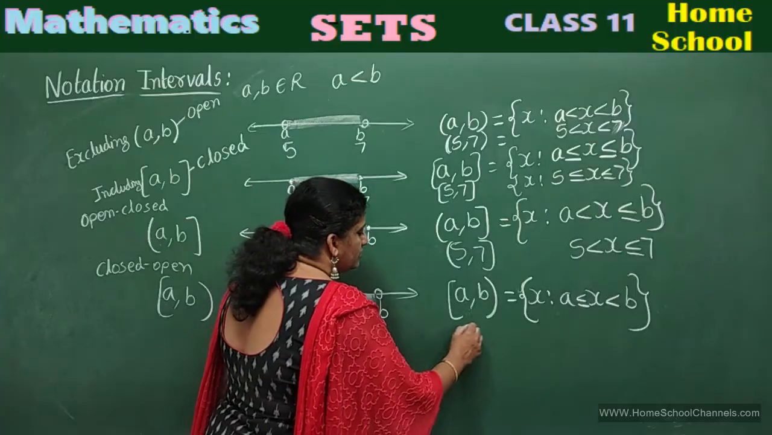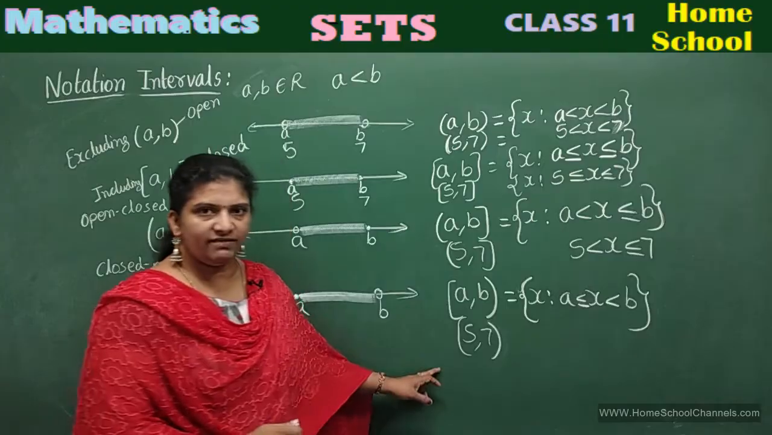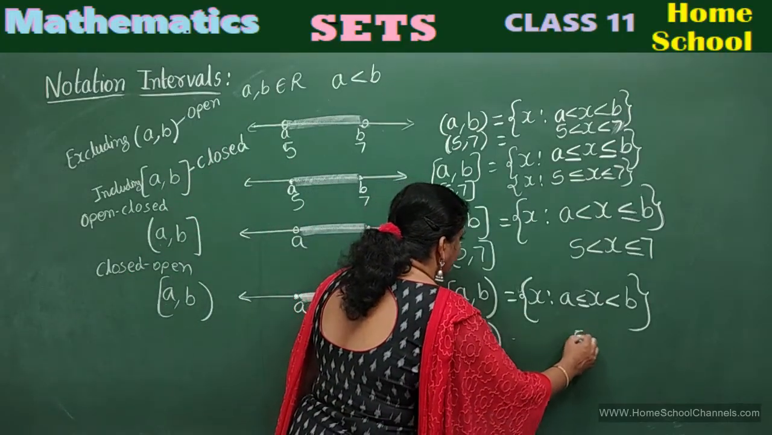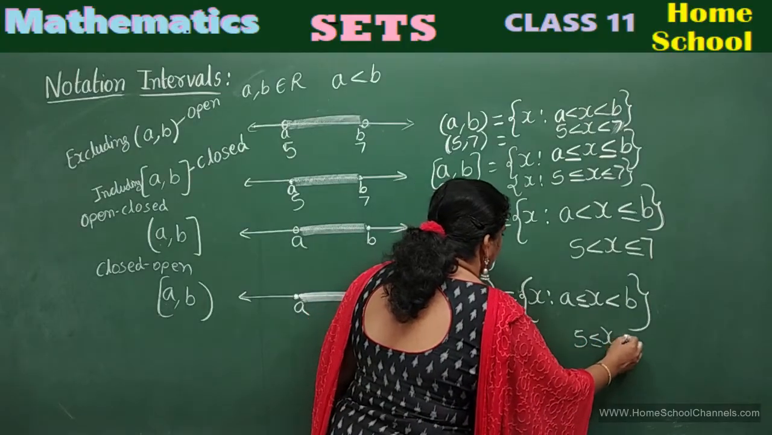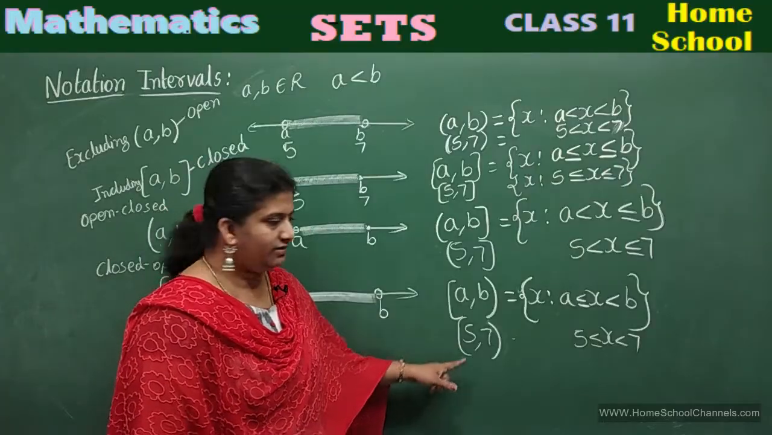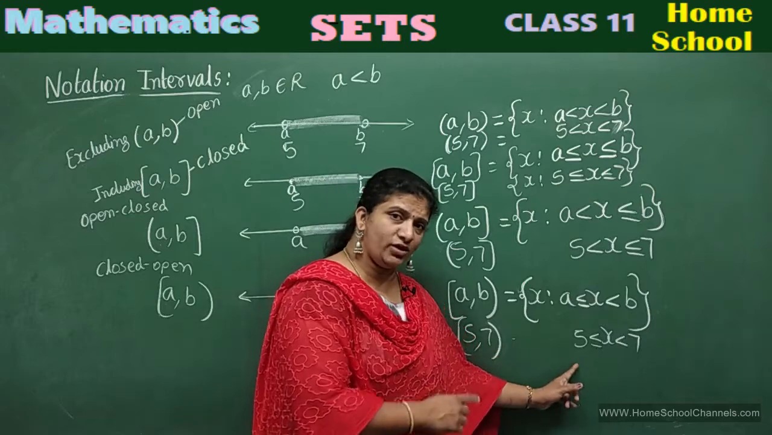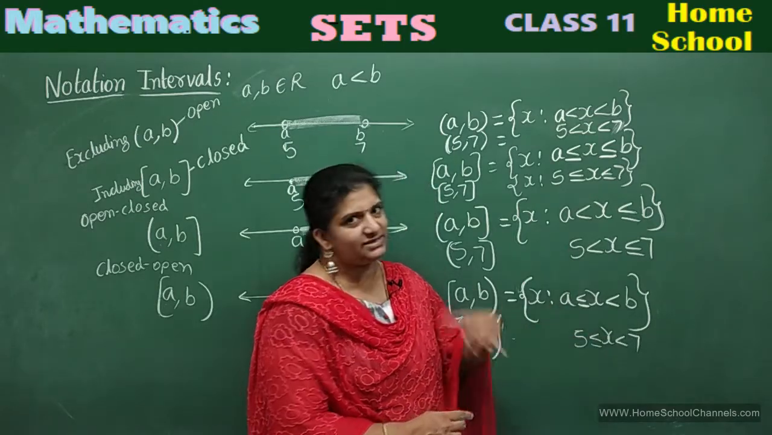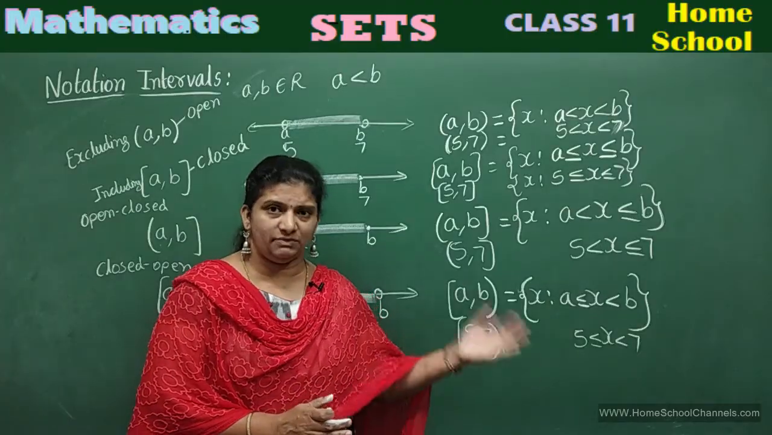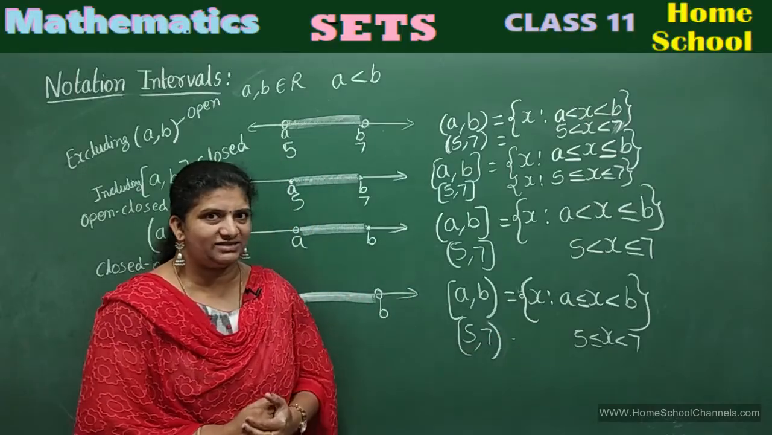And here, suppose I take 5, 7, closed interval on this side and open interval on this side. So what can you say? 5 less than or equal to X less than 7. 5 is included, 7 is excluded. X is greater than or equal to 5, less than 7. Like this, if any interval is given, you should be able to write it in set builder form, or if set builder form is given, you should be able to write intervals.